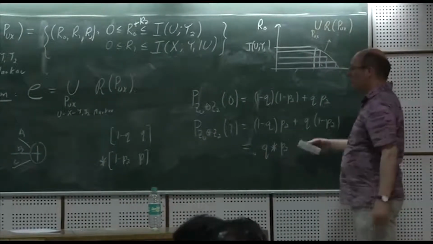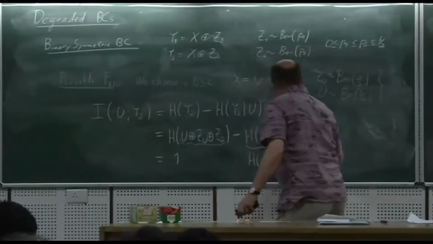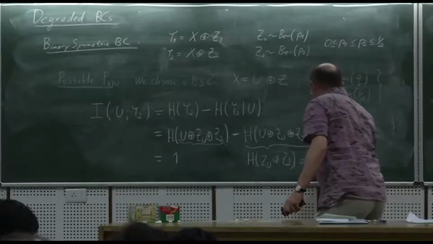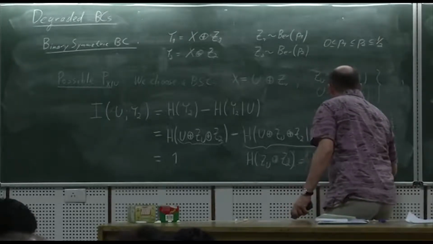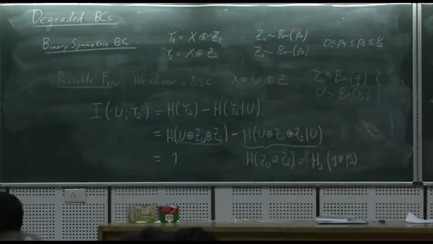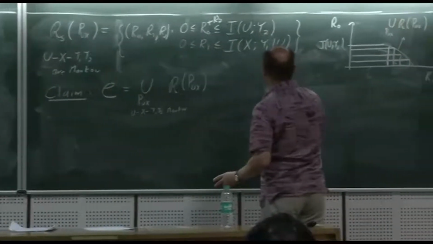But anyway, we'll call this q star p2. So this is nothing other than the binary entropy function of q star p2. Right? So let's just write that. That's why I just wrote it like that. Okay, so that is the first mutual information. So let's write that out.